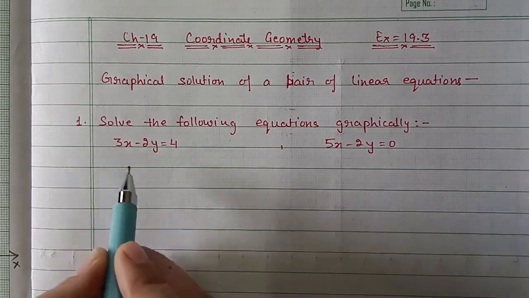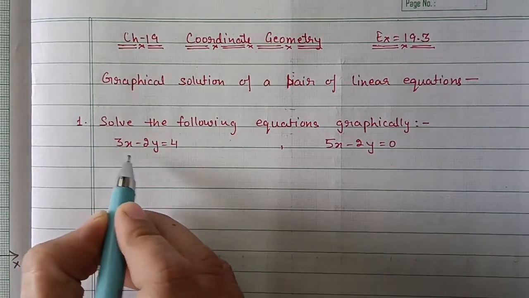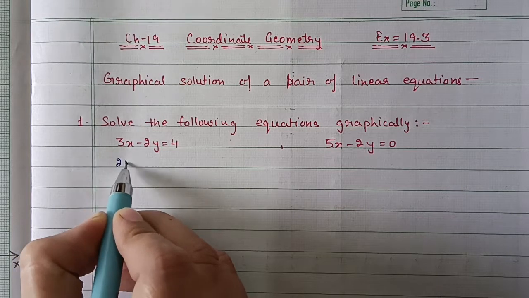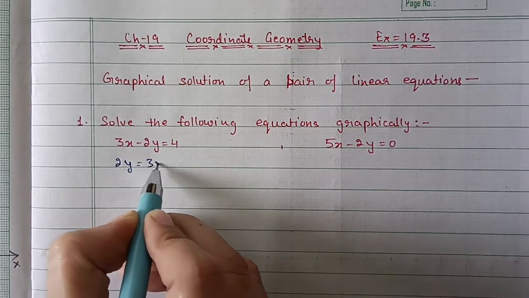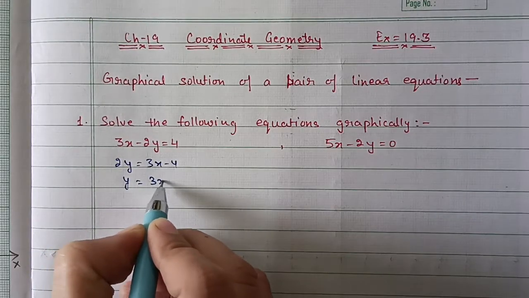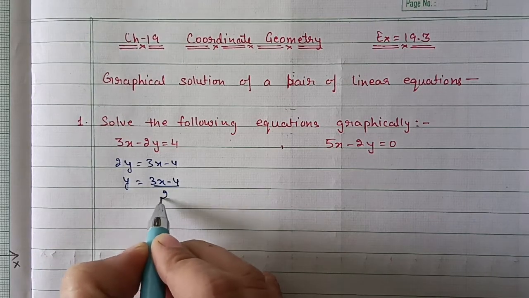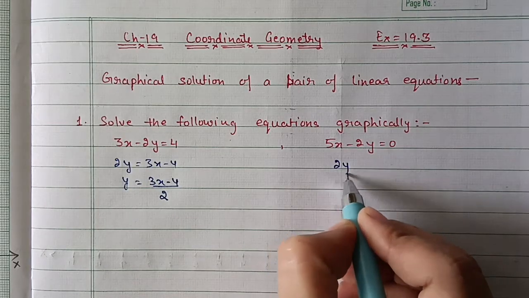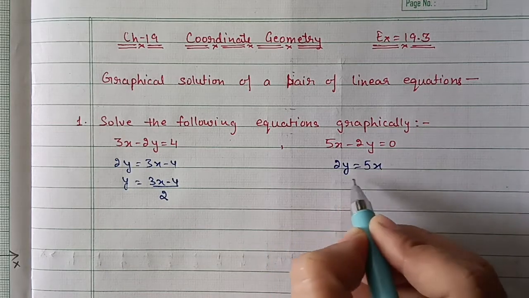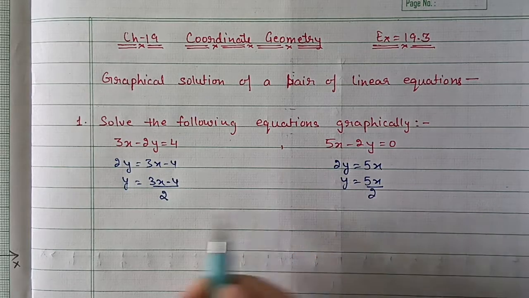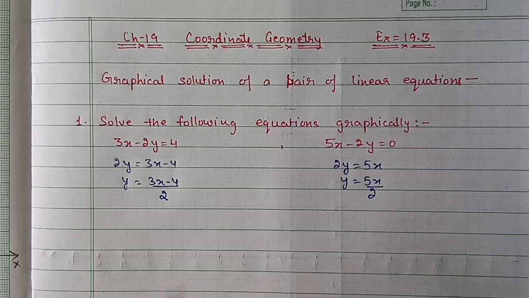So first I have taken the first equation. We will shift one variable to the other side, so we get 2y is equal to 3x minus 4, or y is equal to (3x minus 4) by 2. In the same way, the other equation we can write as 2y is equal to 5x, so y is equal to 5x by 2. Now we will find 3 points for both equations.